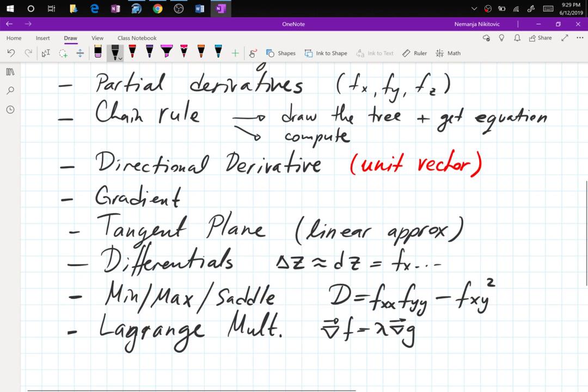Directional derivative is where you take the gradient and then multiply it by a unit vector in a certain direction. Dot product with a unit vector, yes. The directional derivative is fx, fy dot u1, u2. It gives you the slope of the tangent line in that direction on the surface. It has to be a unit vector so it doesn't mess up the magnitude of your derivative.